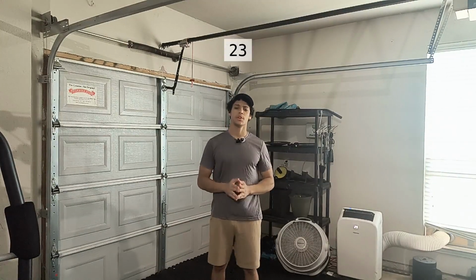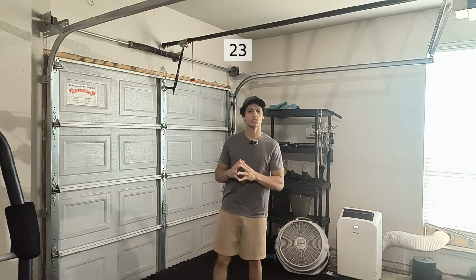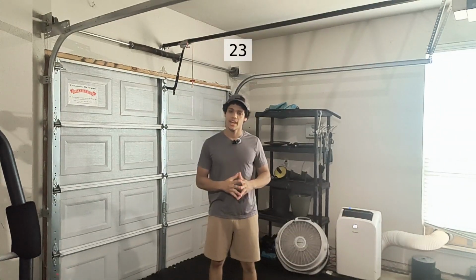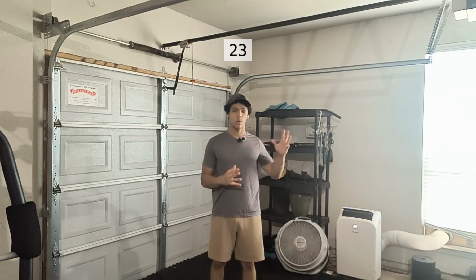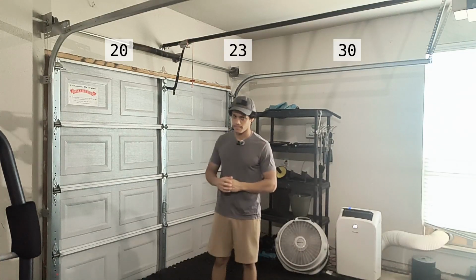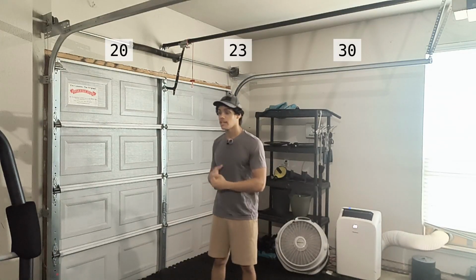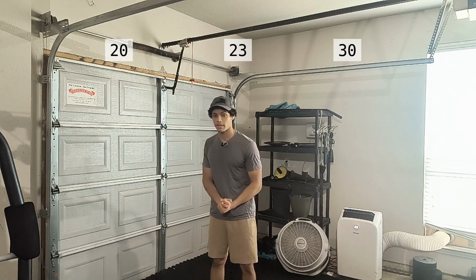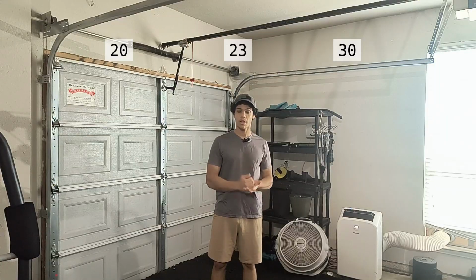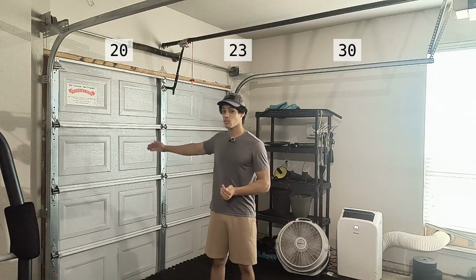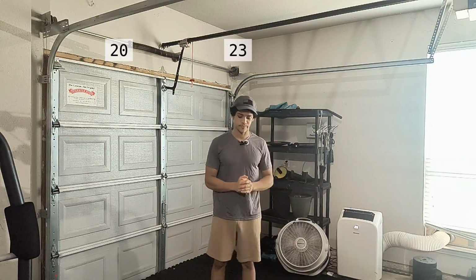Okay, 23. The number 23. What multiple of 10 is the number 23 closest to? 20 or 30? Well, 23 is just 3 spaces away from 20, but it's 7 spaces away from 30. So 23 is closest to 20.